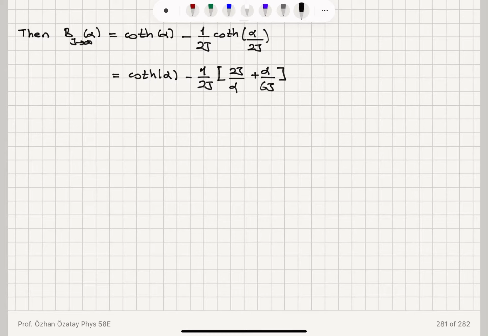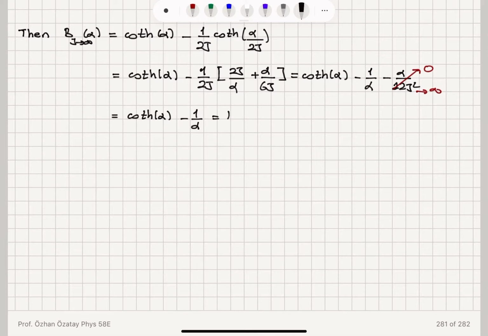So these are the first two non-zero terms. So this becomes cotangent hyperbolic alpha minus 1 over 2j times 2j over alpha becomes 1 over alpha. And 1 over 2j times alpha over 6j becomes minus alpha over 12j squared. Now j is going to infinity. This term is going to 0 because j goes to infinity. And therefore, the function that I have obtained here is basically cotangent hyperbolic alpha minus 1 over alpha.